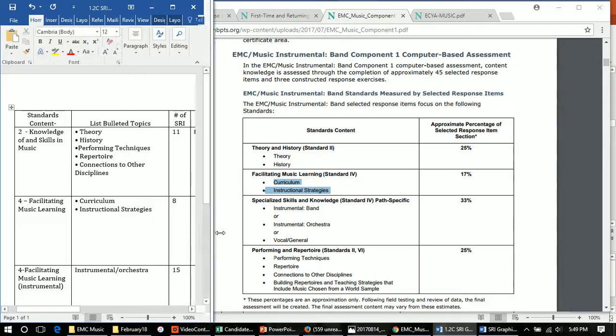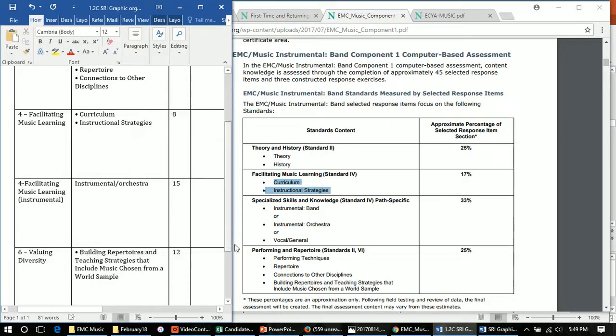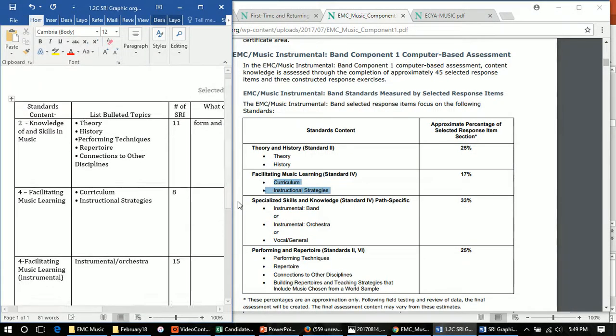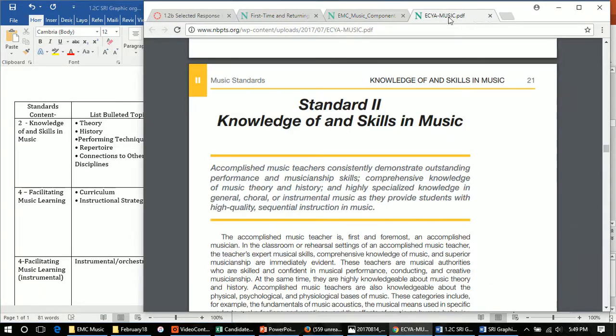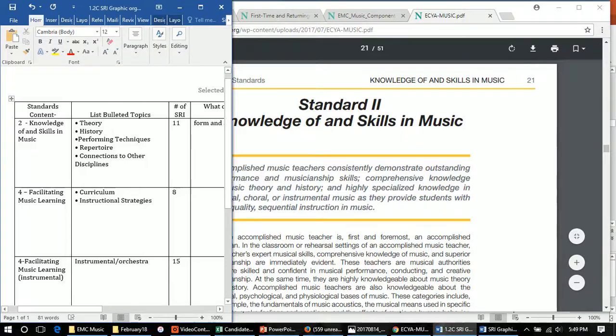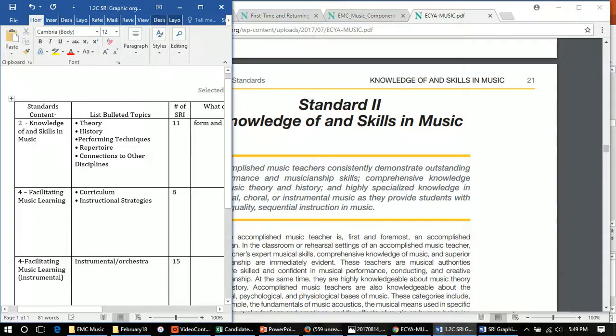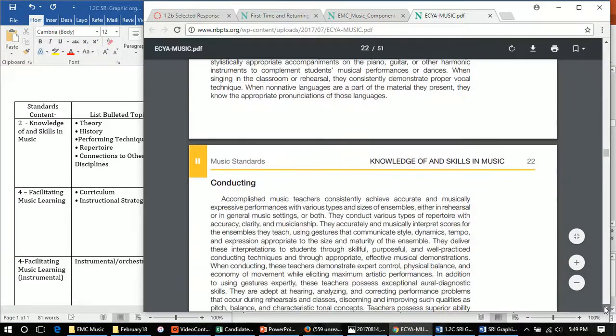I also have figured out how many questions I'm going to be asked specifically, not just the percentage, but what percentage of 45 questions will 25% be? That's about 11 questions. And then finally, I'm going back to my music standards. I need to figure out what I need to know from these standards. So if I look over here on standard 1, I'm going to be tested on theory. Well, I'm going to scroll through standard 2 and see what it says about music theory.